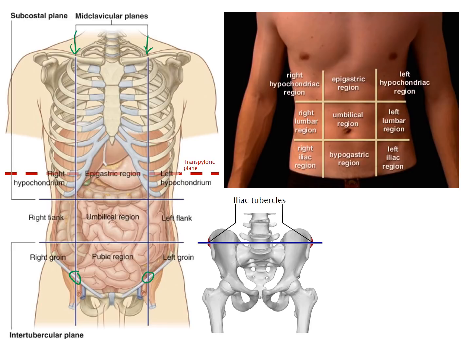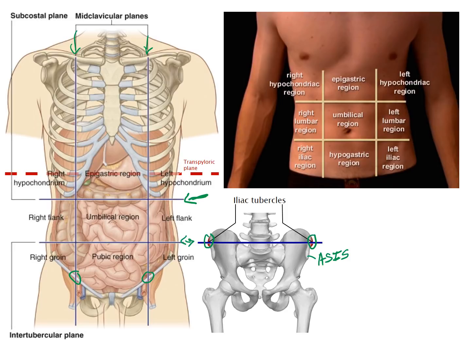The first is referred to as the subcostal plane, shown here, which is positioned just inferior to the costal margin. And the second horizontal plane is the intertubercular plane, shown here to the left and right. The intertubercular plane crosses through the iliac tubercles, which are indicated here in red and circled in green. Notice that these iliac tubercles are positioned just superior to an important structure called the ASIS, which stands for the anterior superior iliac spine. These four planes produce 9 different regions.